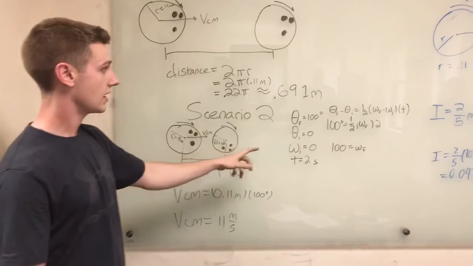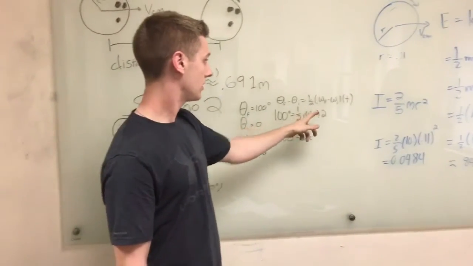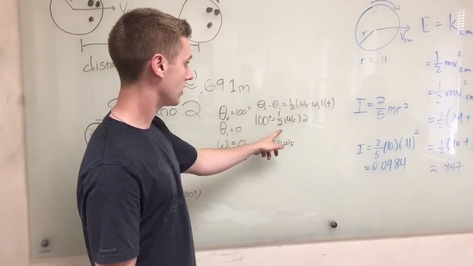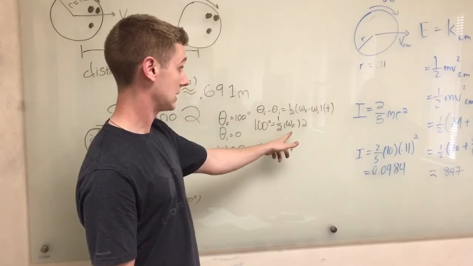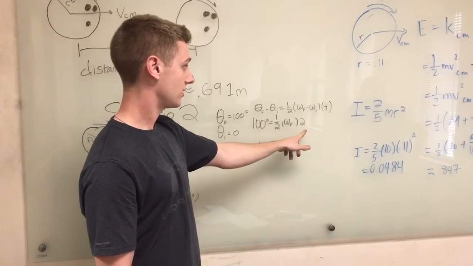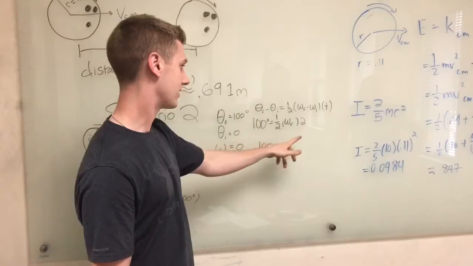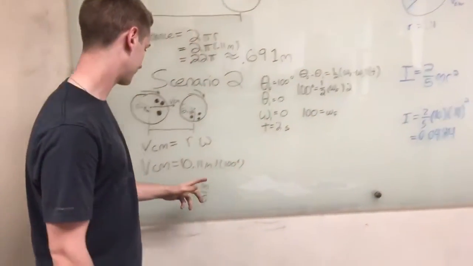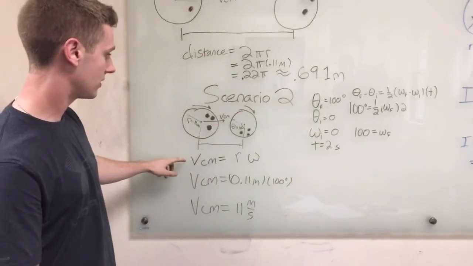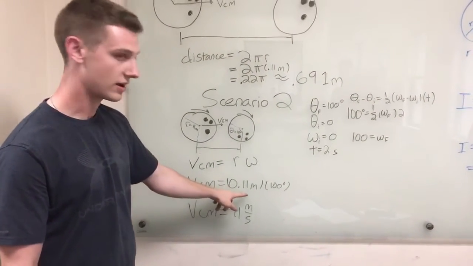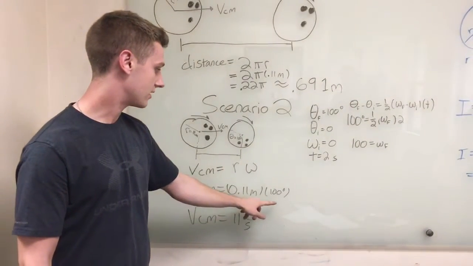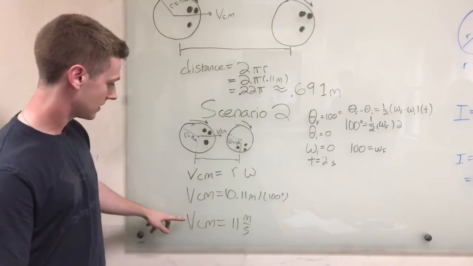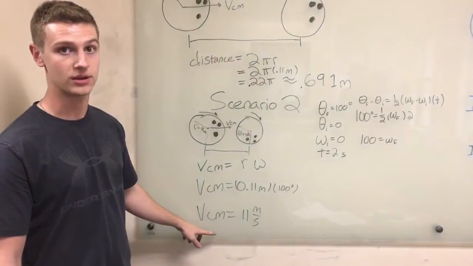In the second scenario, we're going to have the bowling ball rotate only 100 degrees. And so we use our kinematic equation over here to put that in. And so we go 100 degrees equals 1/2 the angular velocity times time, which equals 100 is the angular velocity. And so the velocity back over here, we plug that in and we put in the radius as 0.11 meters and the degrees as 100 degrees, and the velocity equals 11 meters per second.